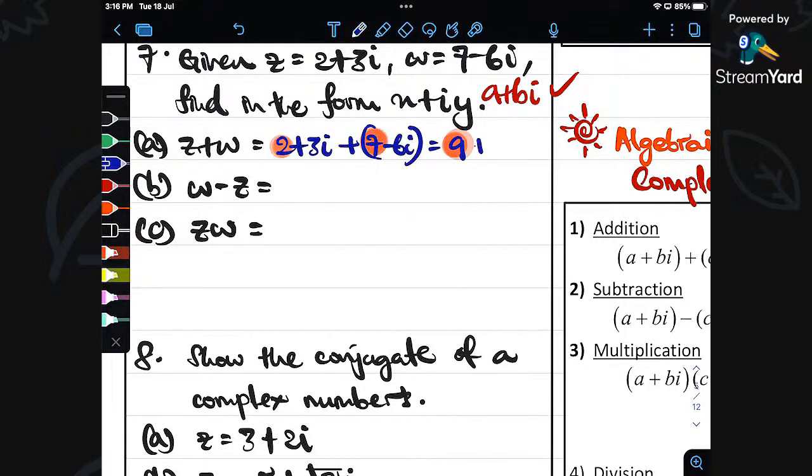And then what do you get here? 3 minus 6 is negative 3i. Correct? Like that. So I will leave this to you guys to find on your own. If you have already found it, I think I'll give you a minute. 1 minute to solve this, just solve question B.